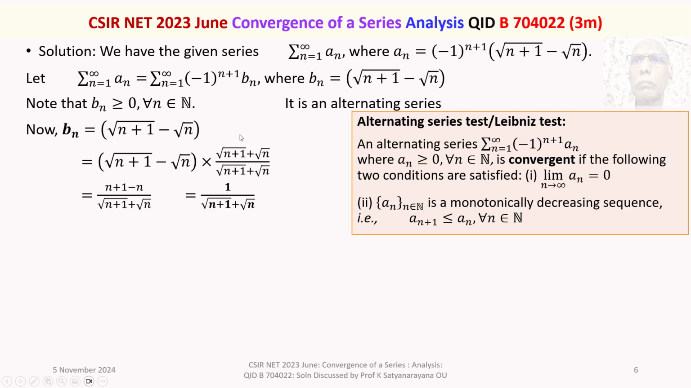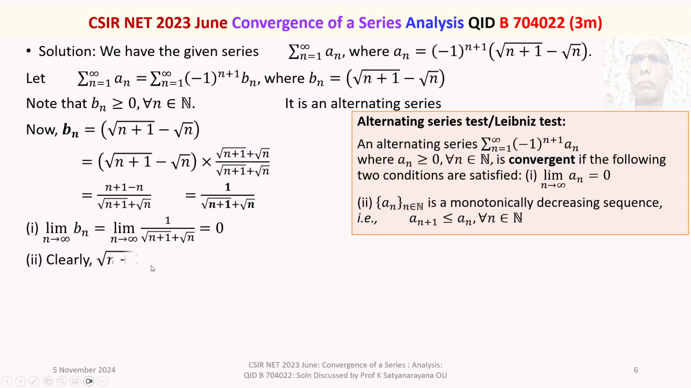In our case, it is (-1)^(n+1) times b_n that we have considered. So, the limit as n tends to infinity of b_n is the limit as n tends to infinity of 1 by square root of n+1 plus square root of n, which is equal to 0, obviously. The first condition is satisfied.